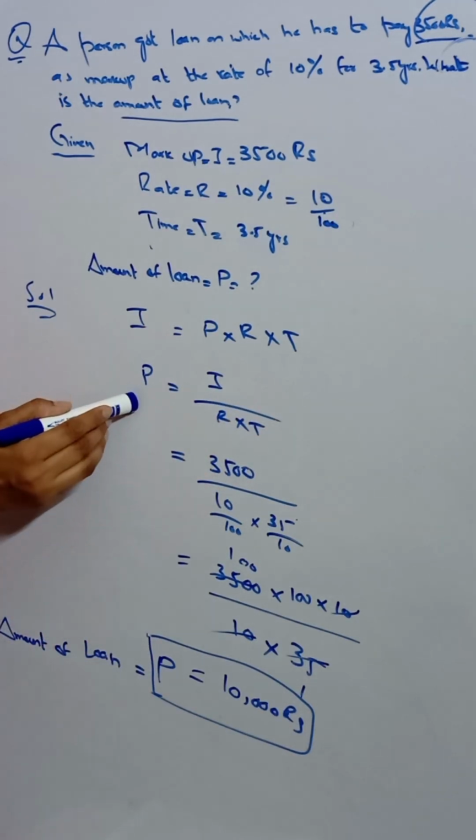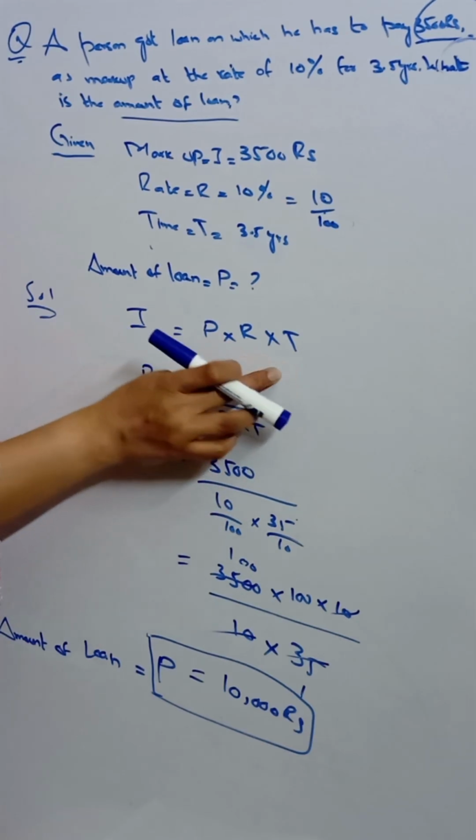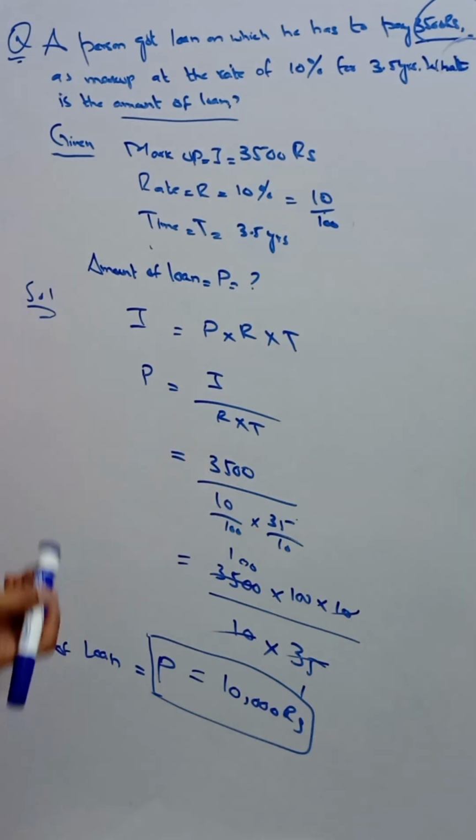Alright, we will create it according to our requirement. So we have to find principal amount. So I will remain the same. This R and T, which are multiplying here, after the equal to become divide. I divided by R into T. I think you know that.